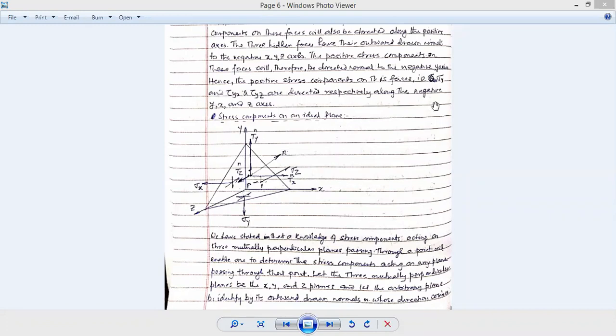Here we have the force sigma x. Now Tn is a force Tn.